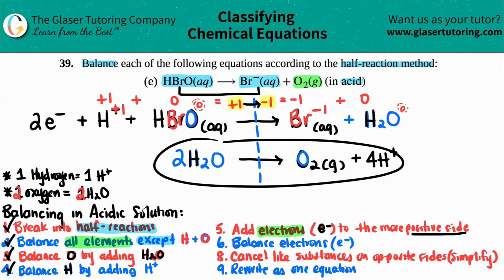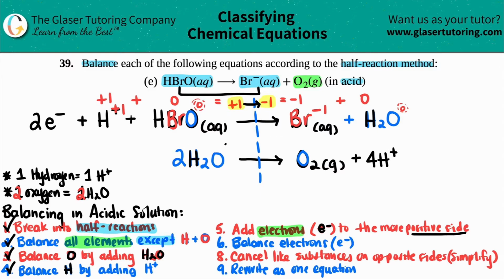Now we do the same thing for the bottom. I don't see any value up top here. So that's neutral, 0. I don't care that I have 2 of these. 0 times any number is 0. So my overall charge for this side would be 0.